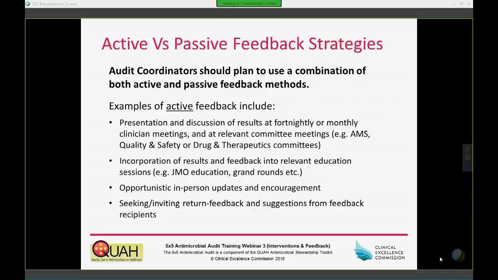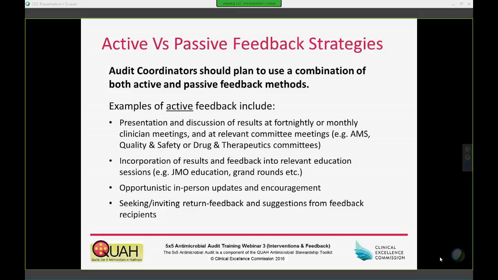Okay, so we'd like to emphasise when you're coordinating your feedback plan, you should prepare to use a combination of both active and passive feedback methods. So some examples of active feedback might be actually presenting the latest audit results at fortnightly or monthly clinician meetings and at relevant committee meetings.